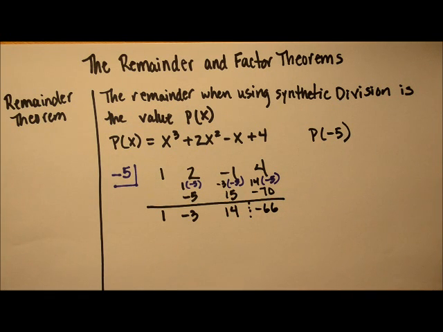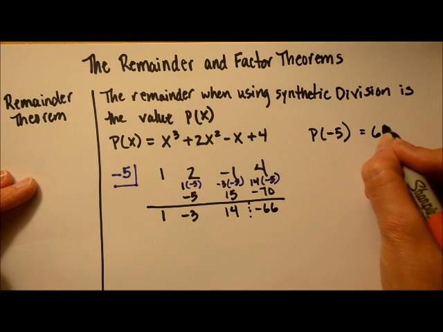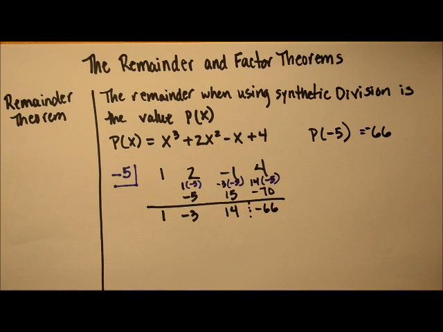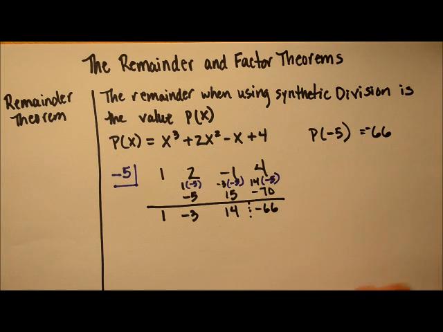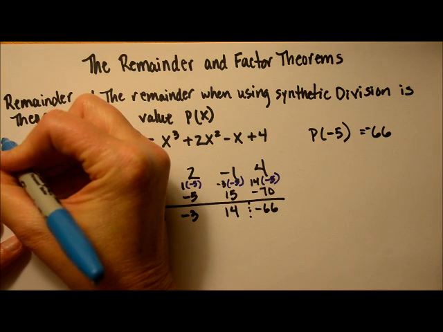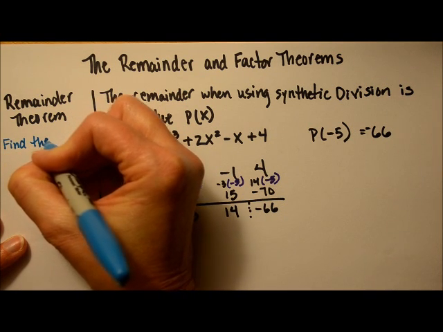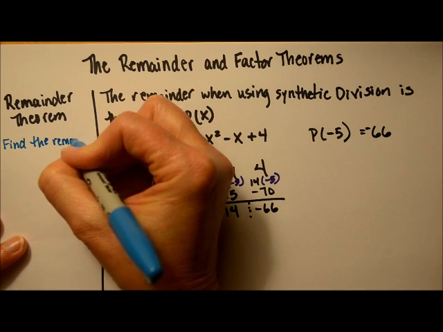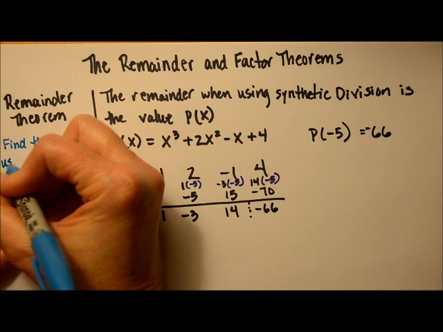So P of negative 5 is equal to negative 66. So that's the remainder theorem. It just says you can use synthetic division, find the remainder, and you have that value, P of negative 5. And I can prove it to you, and I'm going to prove it to you whether you want me to or not, just so you know. But first, the rules here: what you're doing is you need to find the remainder using synthetic division.